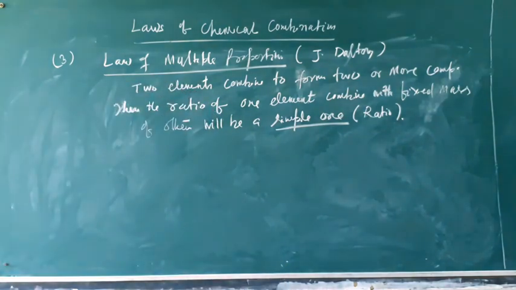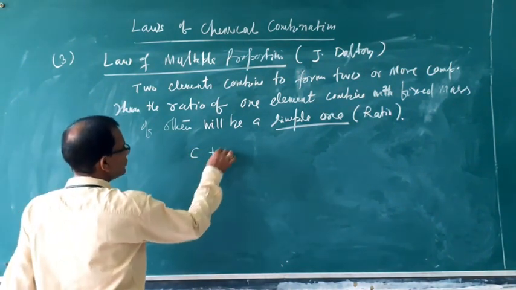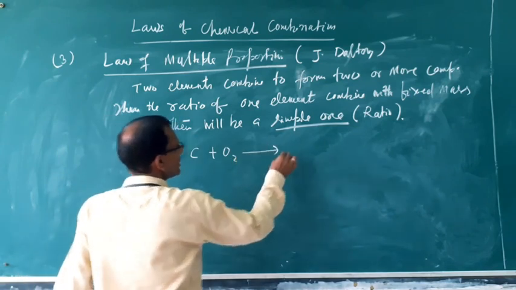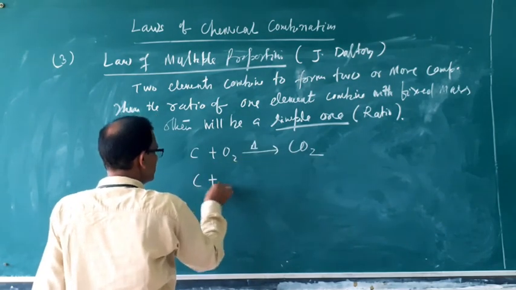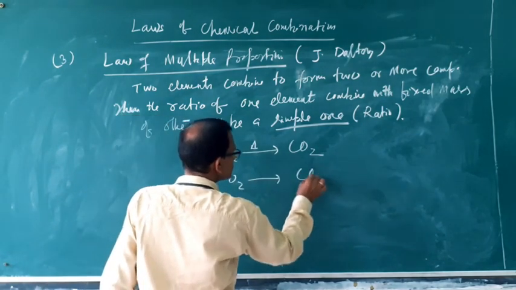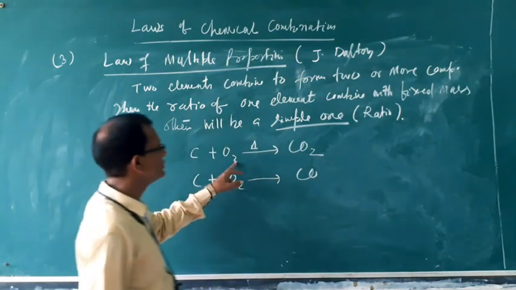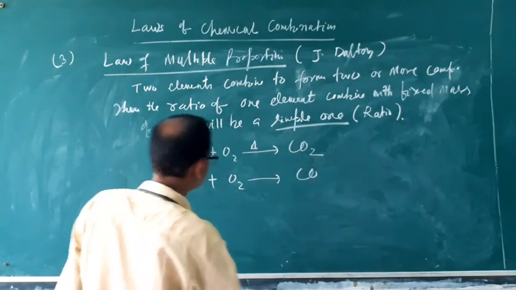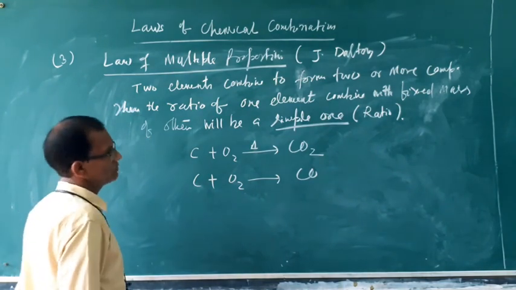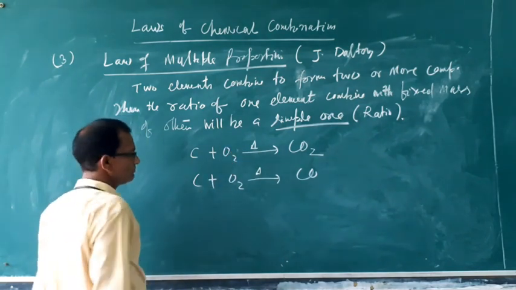What does this mean? Suppose you take carbon and combine it with oxygen; on heating it produces carbon dioxide. Carbon reacts with oxygen and produces carbon monoxide. Is it possible? Carbon reacts with oxygen forming carbon dioxide, and carbon reacts with oxygen forming carbon monoxide. Both are possible. One is complete combustion, the other is incomplete combustion.